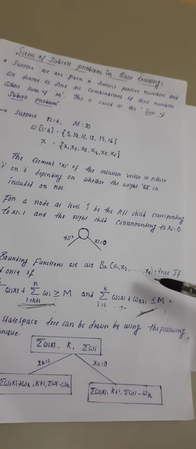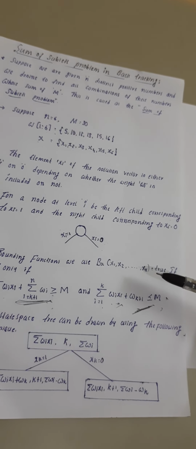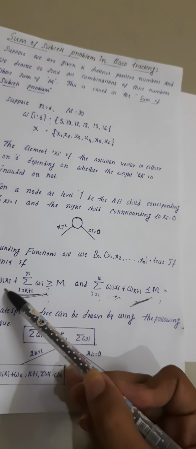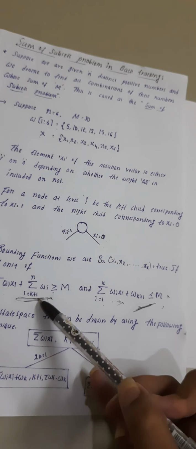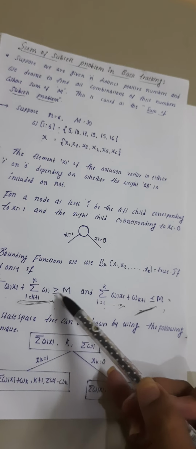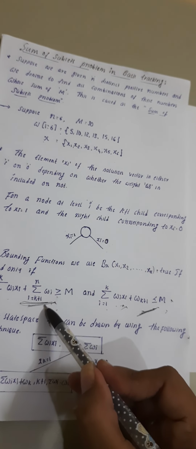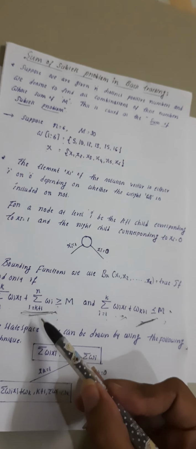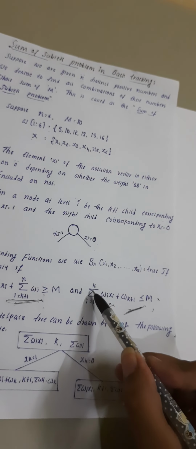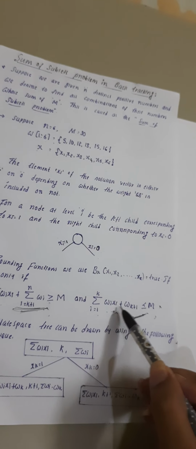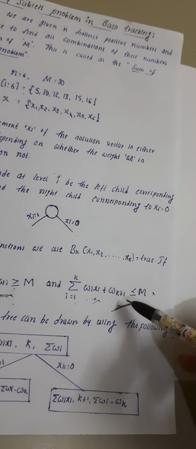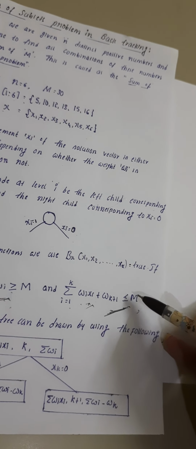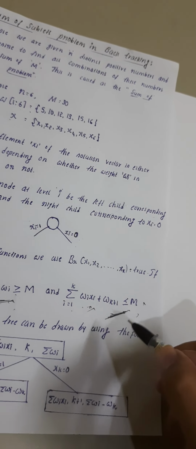And now coming to the bounding functions. Bounding functions are used to kill the live node. Here, sigma i is equal to 1 to k of wi xi plus sigma i is equal to k plus 1 to n of wi is less than m: if this quantity is less than m, then by using the bounding function we kill that node. And sigma i is equal to 1 to k of wi xi plus the weight of the k plus 1th object is less than or equal to m, and then this node can be added to the solution vector.